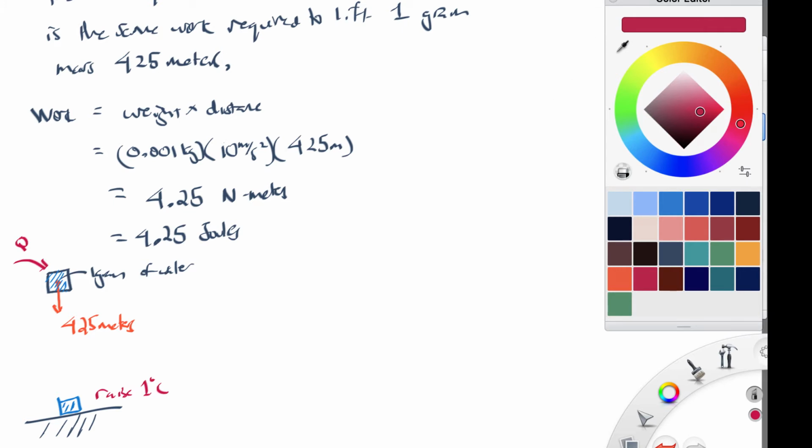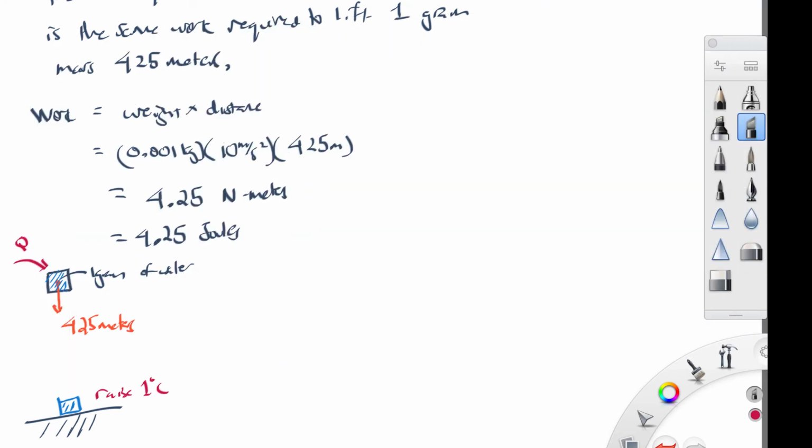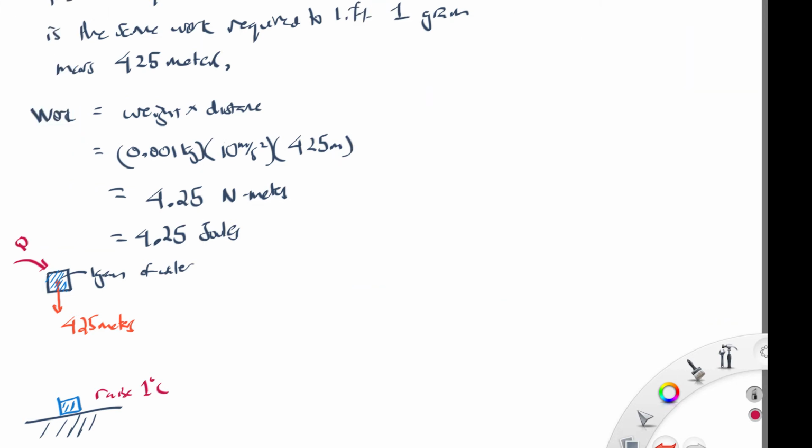So if you think about it that way, it seems like it requires quite a bit of energy to raise 1 gram of water by 1 degree Celsius. And the reason for this is that water has a fairly high heat capacity. It can actually store a lot of heat before it goes up by 1 degree Celsius. Okay, but that's just to give you a little bit of a common sense notion of what we've been talking about.